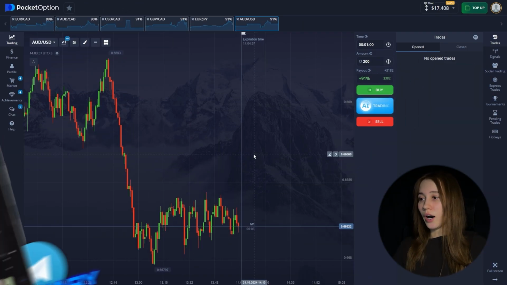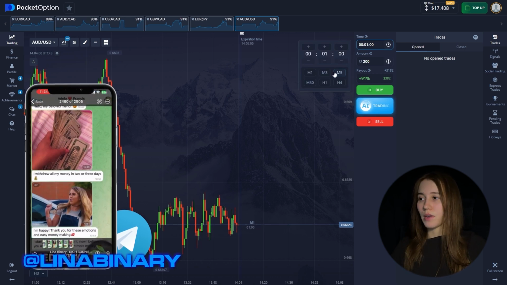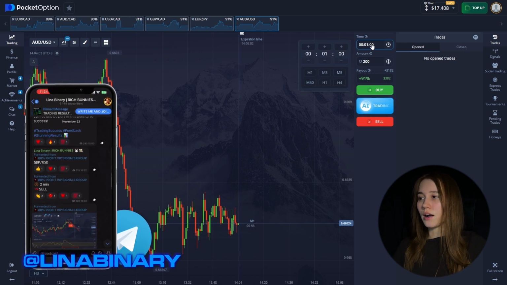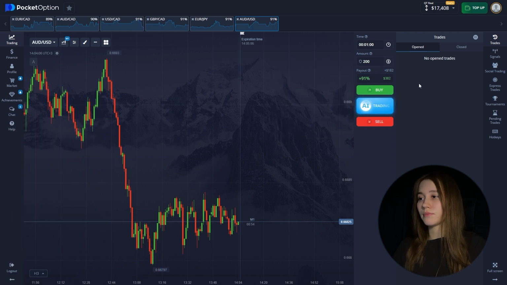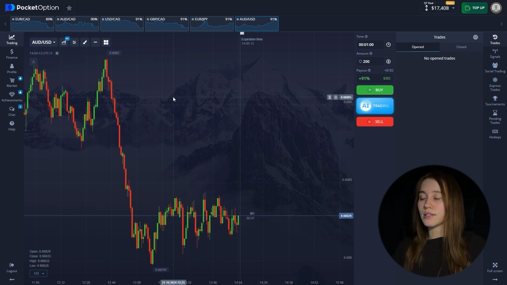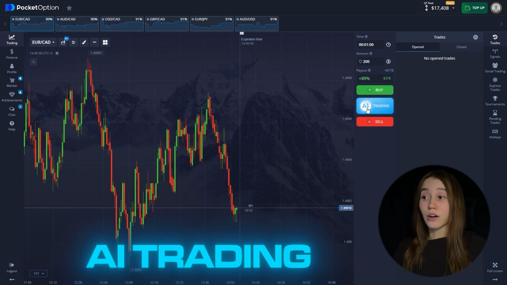What we see on our screen: we moved to Pocket Option. We'll leave the time at exactly 1 minute. The deal amount will be $200 and our balance is $17,000. And we'll start trading using the artificial intelligence.